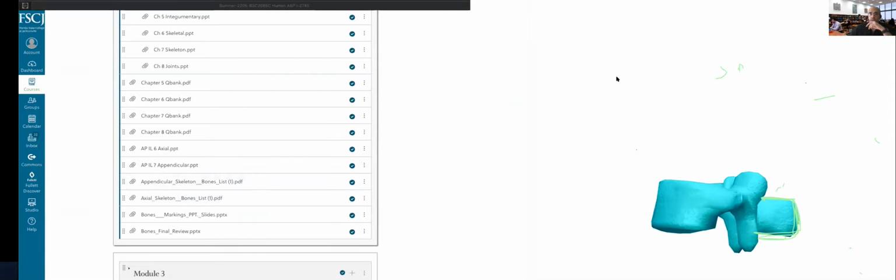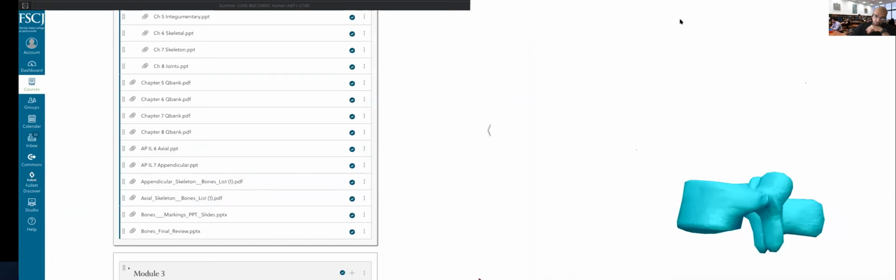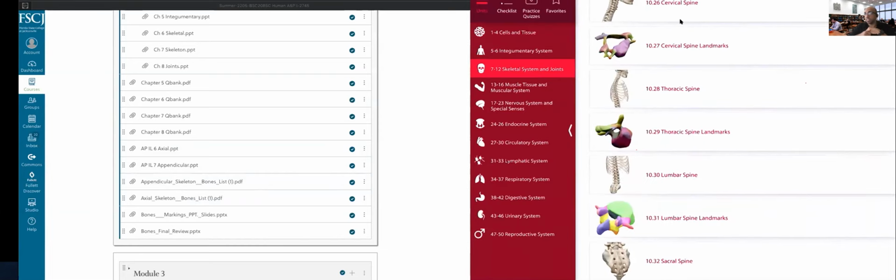Yes, definitely. Everything is going to be on Visible Body. Yes, so everything is going to be on your atlas. Many of them are going to be tested in the assignment, but even if it's not on your assignment, you still need to know it if it's on those lists.